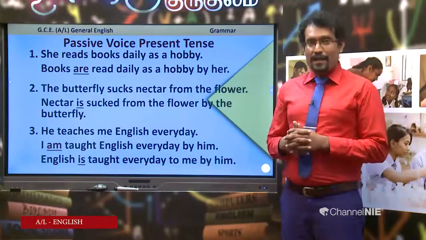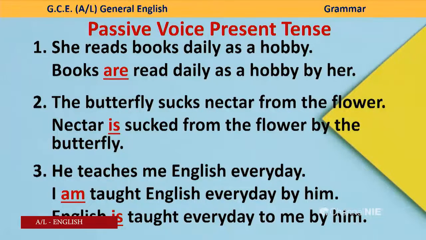Now, let us look at what is passive voice present tense. First one, she reads books daily as a hobby. So, how can we turn that into passive voice? We take the object books. Since it is plural, we use the helping verb are. Then the verb read, it is not read, read. Books are read. Even if the spellings are the same, we pronounce it as read. That is an exception in the English language. Books are read daily as a hobby by her.